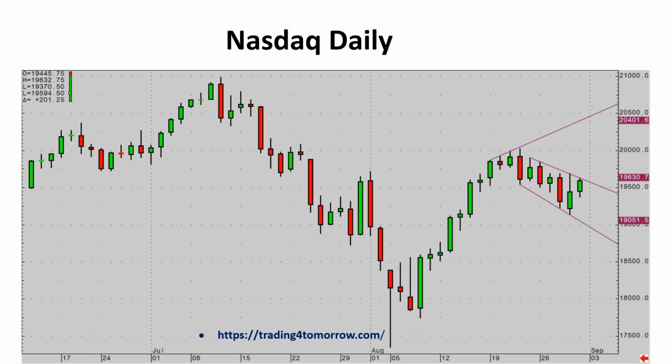Okay, the wonderful Nasdaq. So here I've got resistance at 2401. I've got a further resistance level down here at 19,630, and I've got support at 19,051. As you can see, that is a little bit of a downtrending channel for the moment.